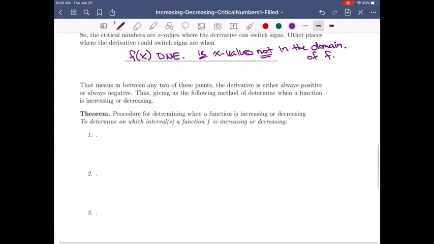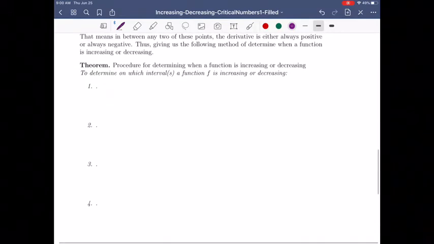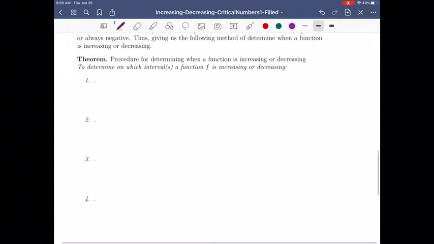But what this means is that in the intervals between any of these two points, the derivative has to be all positive or all negative. So what we're going to do is find these points, split up the domain using these points, and then we just need to test in the intervals. So let me just outline that procedure for you, and then we'll do an example.